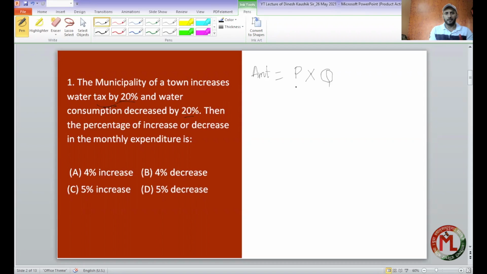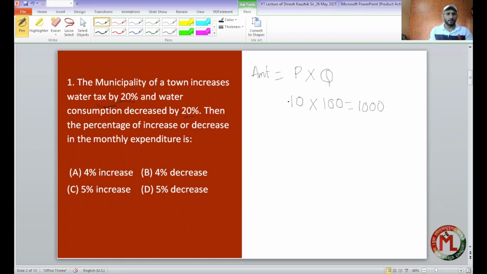So I am considering initially the price was 10 rupee per liter and consumption was 100 liters. You can consider any number. For the simplicity, I am taking 10 and 100. So if the price was 10 rupee per liter and the quantity consumed was 100 liters, in that case, what was the total amount or total expenditure, total spending, whatever term you want to use, it was 1000 rupees.